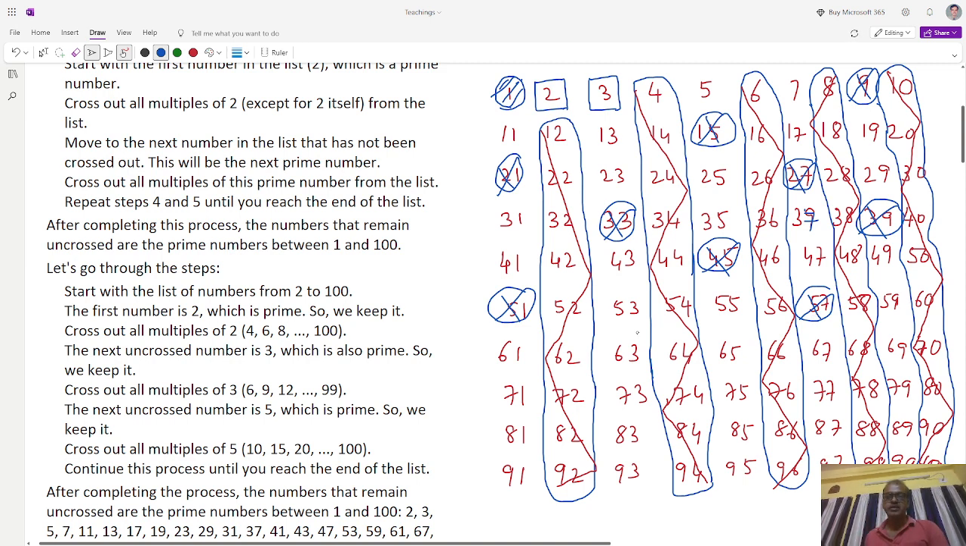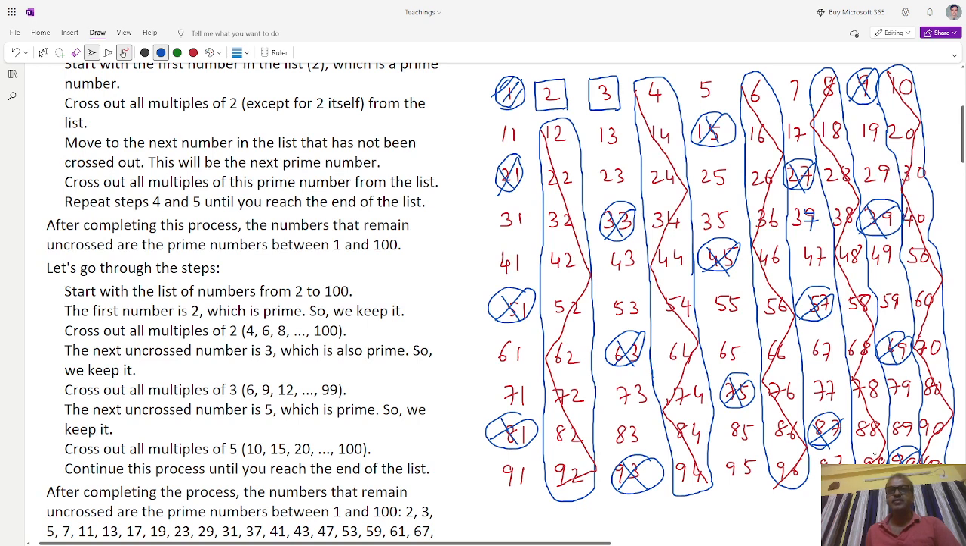Then 60, 63, 66, 69, 72, 75, 78, 81, 84, 87, 90, 93, 96, and lastly in this list 99. These are all the multiples of 3. So these are to be crossed out.